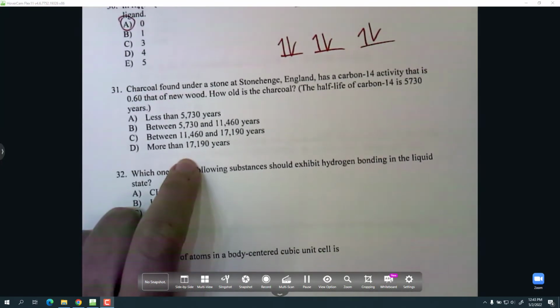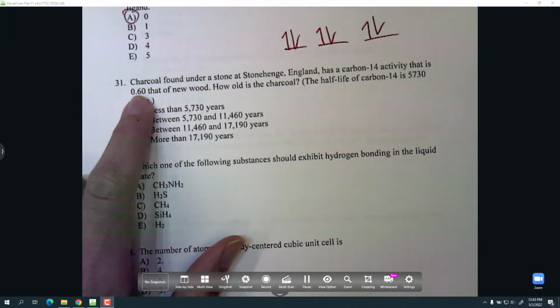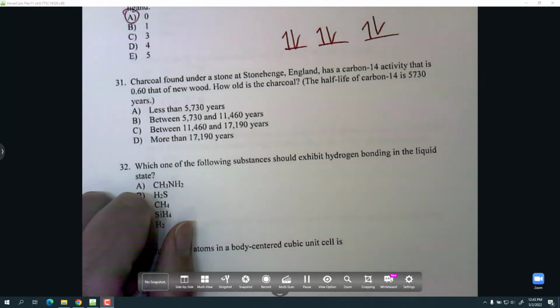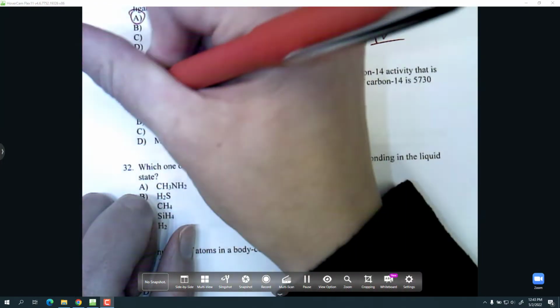All right, charcoal found under a stone at Stonehenge has carbon-14 activity that is 0.6 that of new wood. How old is the charcoal? If it has more than 50%, then it hasn't made it to a half-life yet. I don't think I really need to do a calculation here. It still has a higher activity than it would after one half-life, so it must be less than one half-life.